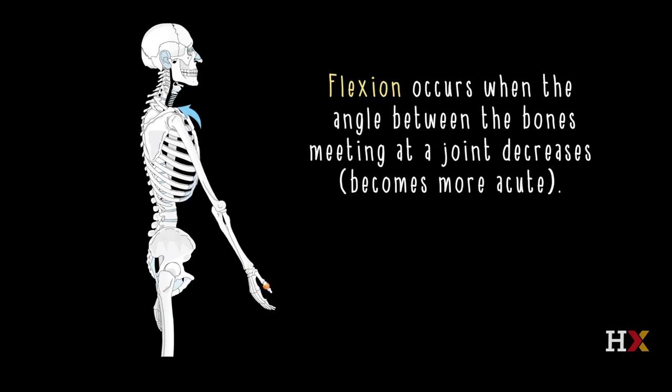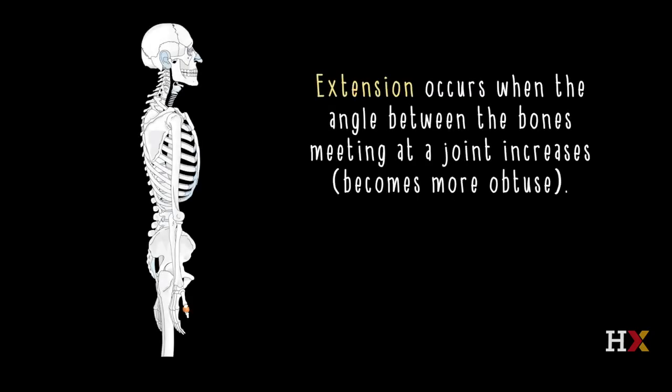Flexion occurs when the angle between the bones meeting at a joint decreases. The angle between them becomes more acute. So this is an example of shoulder flexion. By contrast, extension occurs when the angle between the bones meeting at the joint increases or becomes more obtuse. And here the skeleton is demonstrating shoulder extension for you.